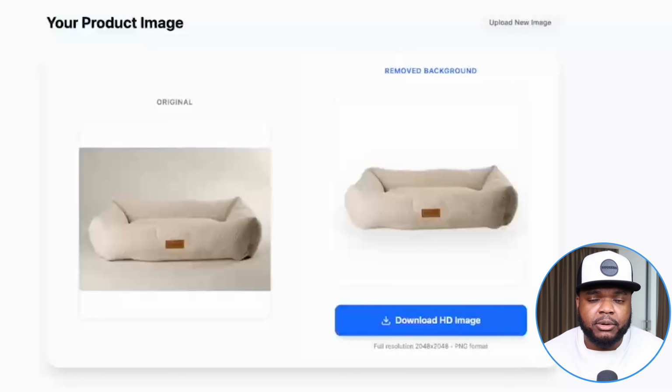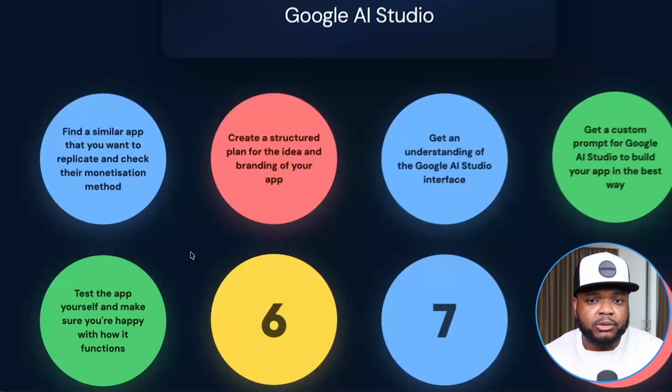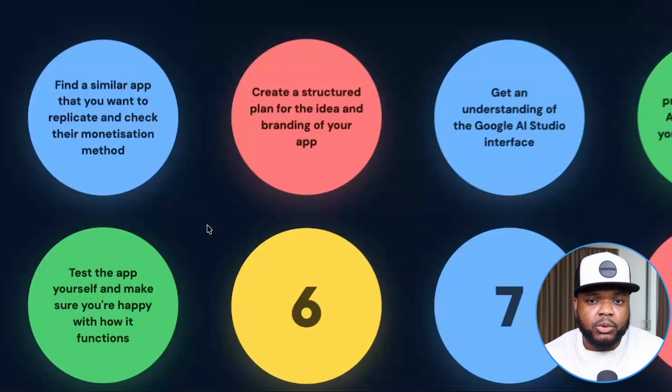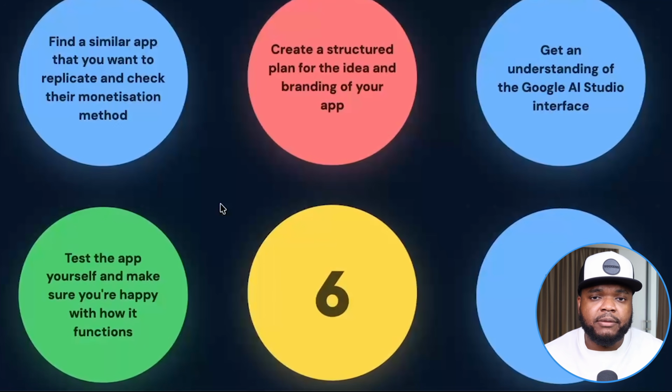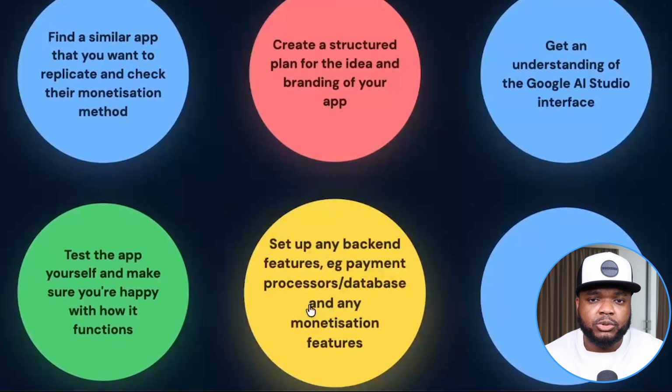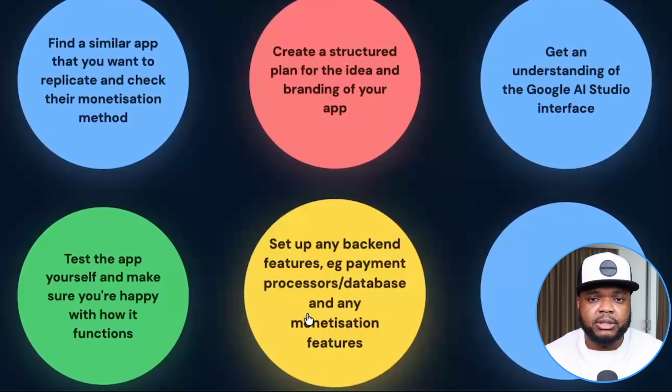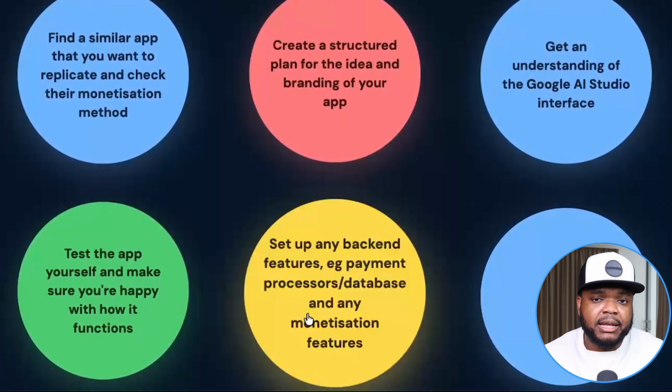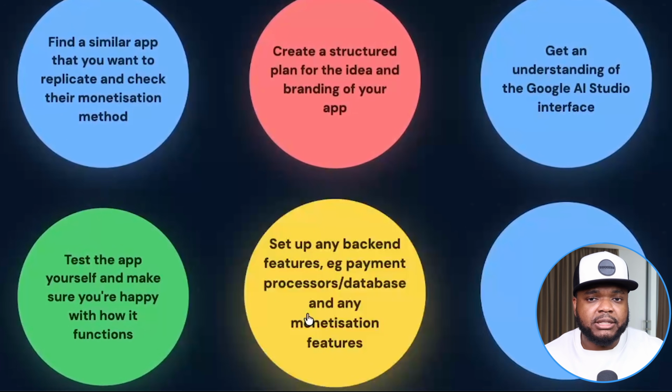So that's the basic premise of how all of this works when it comes to being able to find an app that's doing well, and then using the Google AI Studio to now replicate it in your own way. But this now brings me on to the next step that you need to take, which is a step that I don't really see that many people talking about, but because I've built a couple different apps now, it's something that I've gone through over and over again, which is making sure that you set up any back-end features, e.g. payment processors, any databases, or any monetization features.